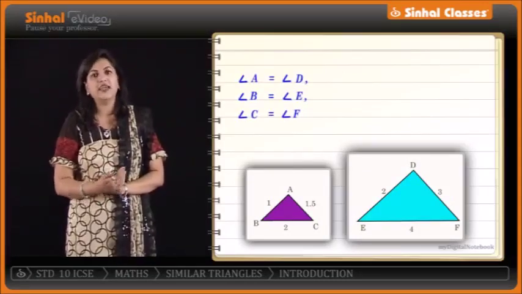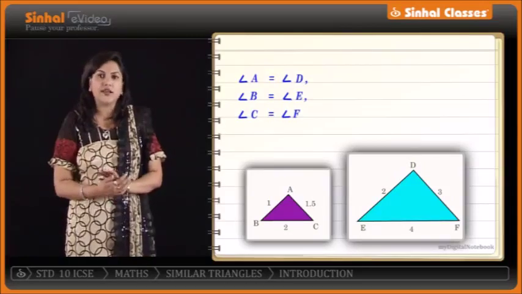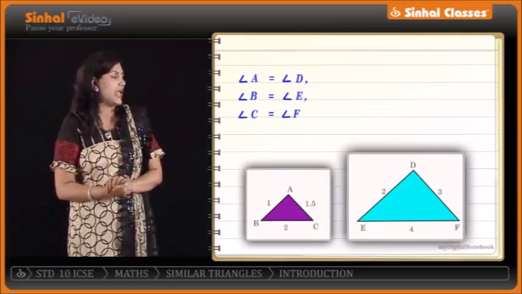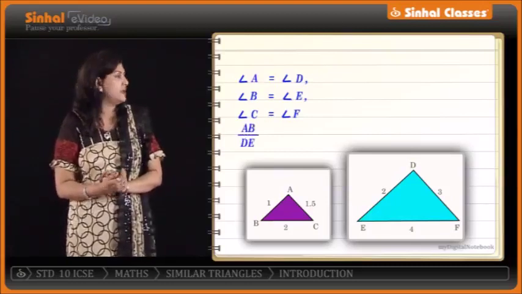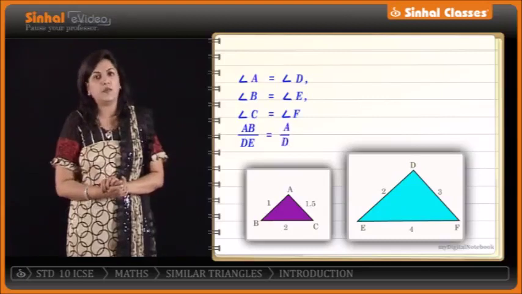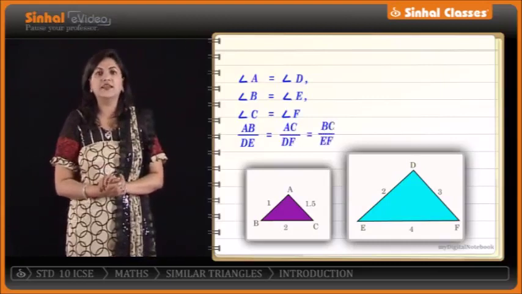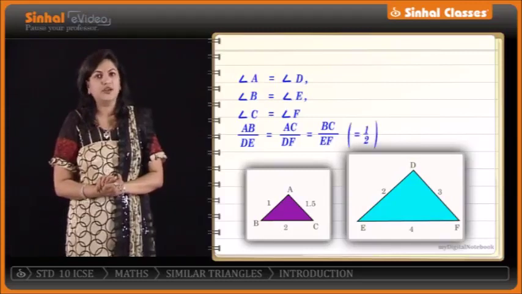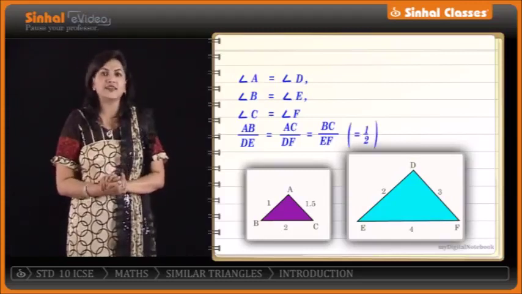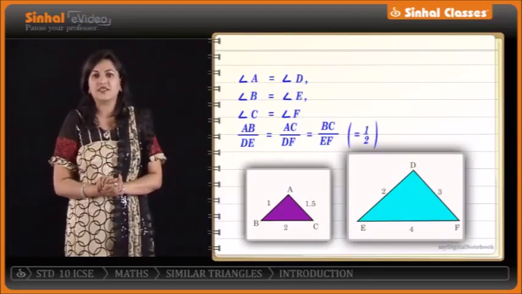Or we can say these two triangles are similar if these three corresponding angles are equal to each other. And also we will have AB upon DE equals AC upon DF, which is equal to BC upon EF. These corresponding sides will be proportional. In this case, the ratio will be 1:2. Now, if two triangles are similar, it is not compulsory that they are going to have the same size.